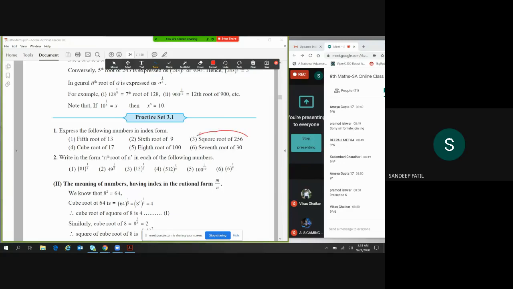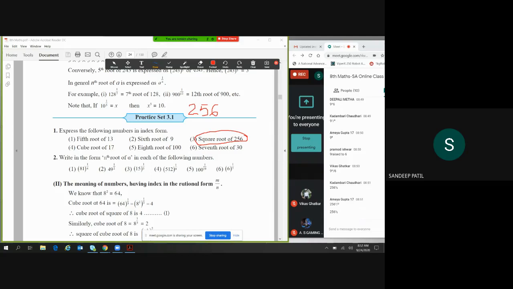Square root of 256. What is meant by the square root of 256? There are multiple ways to write it, but I have shown you one way. If that is the way, then can you write square root of 256 in the chat box? That's correct, 256 raised to 1/2. That's good, 256 raised to 1/2, or we can write it in a different way also.